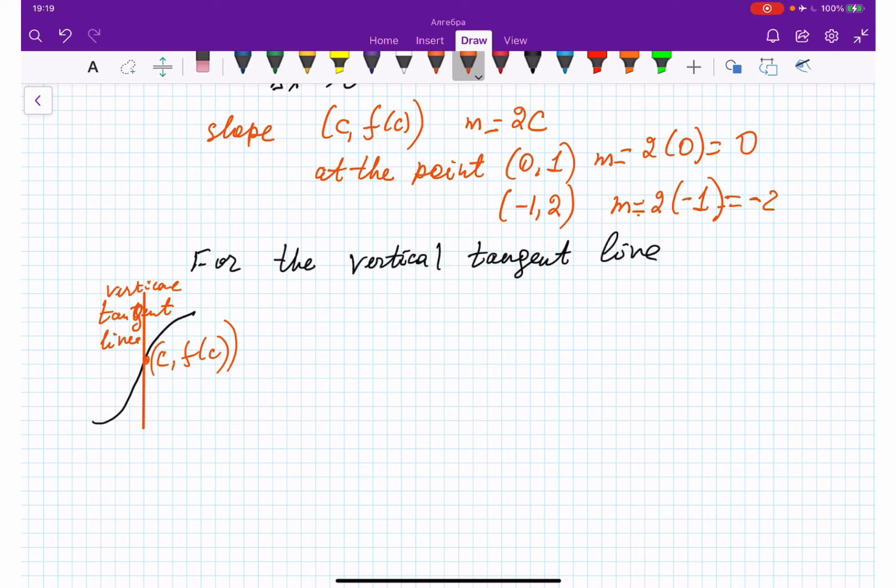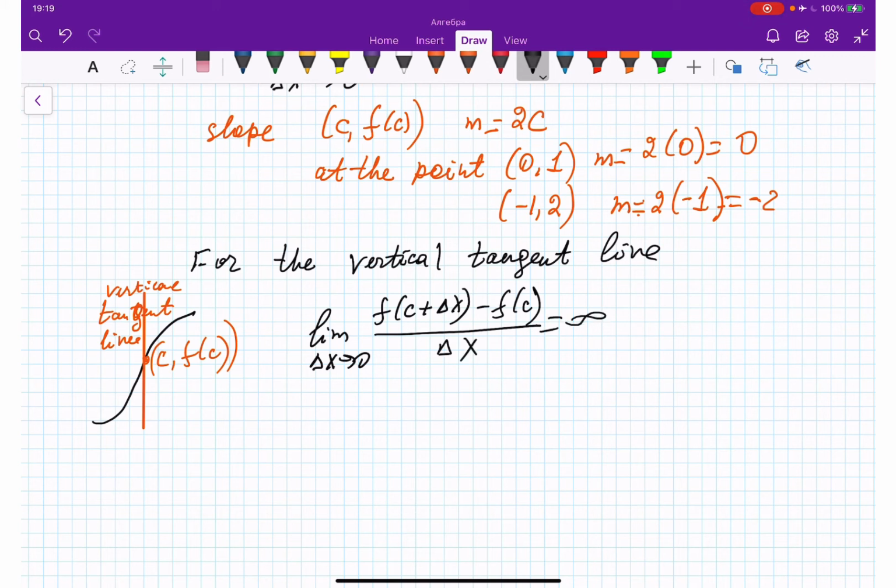It's going to be equal to the limit as delta x approaches to 0 of f of C plus delta x minus f of C over delta x is equal infinity. We know from even algebra that the slope of a vertical line is infinity, undefined, right? We don't use infinity in algebra. For algebra, undefined. For calculus, it's infinity.